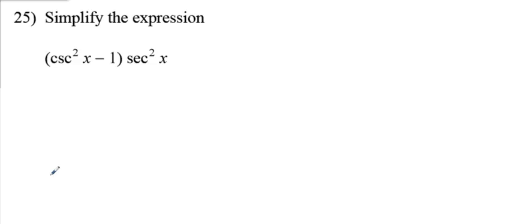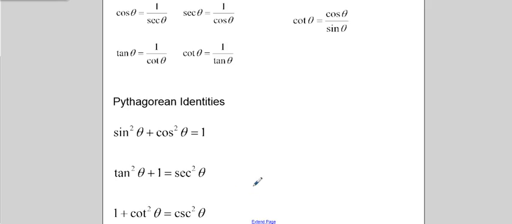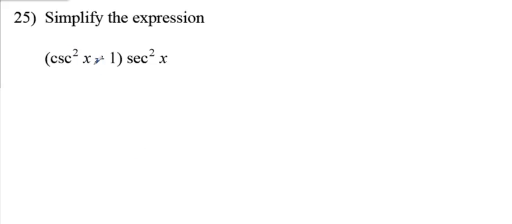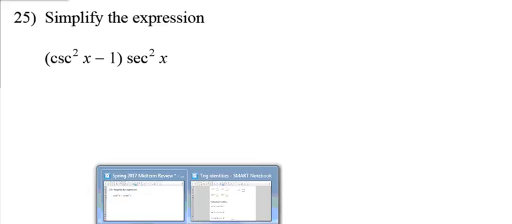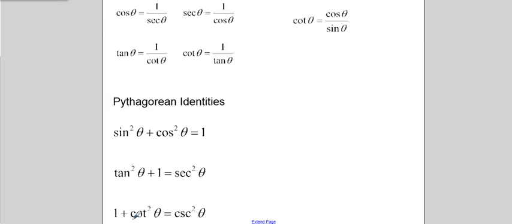Okay, so next up, our last problem. Simplify the expression cosecant squared x minus 1 times secant squared x. Now, first, of course, in the parentheses, we want to look at our Pythagorean identities to see if we have one. There's no Pythagorean identity that has a minus 1 in it, so this right now is not a Pythagorean identity. But if you look, this Pythagorean identity here has two pieces of what was inside the parentheses. It has a 1, even though the 1 is positive, and it has cosecant squared.